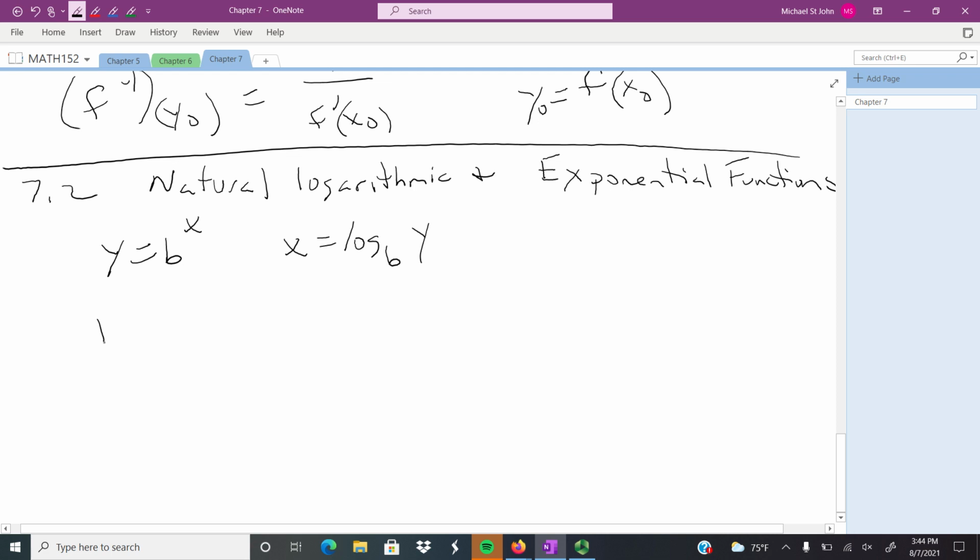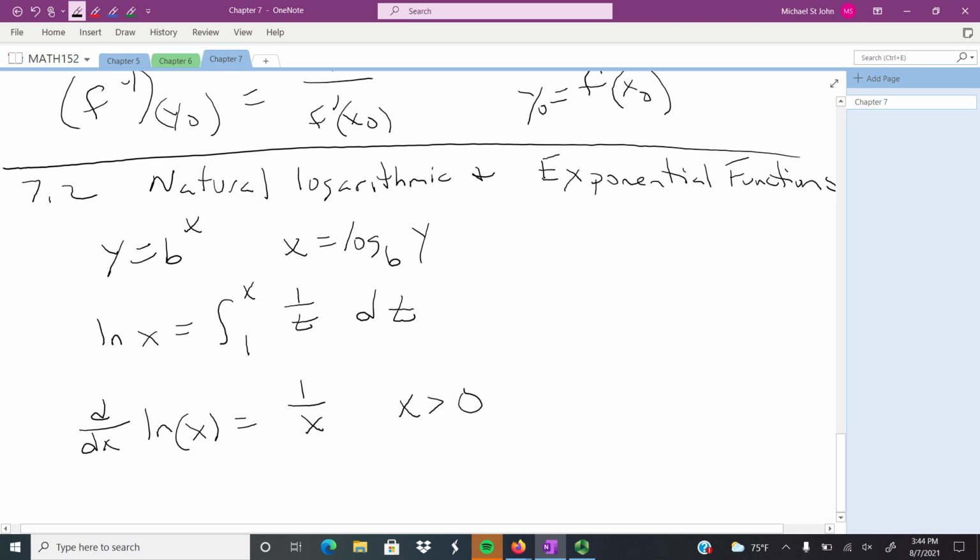And so ln x is the integral from 1 to x of 1 over t dt. The derivative of ln x is 1 over x, and x has to be greater than 0. Remember, logarithms have to be of numbers that are greater than 0.